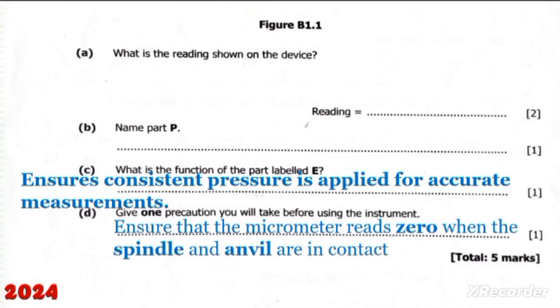When we are saying they are in contact, there is no object there. The instrument is closed. It has no objects to measure. So when the instrument has no objects to measure, the instrument should read 0, to obtain accurate readings. If you ignore this precaution, you are bound to get a wrong reading. Therefore, it is important for you to consider the precautions before using the micrometer screw gauge.